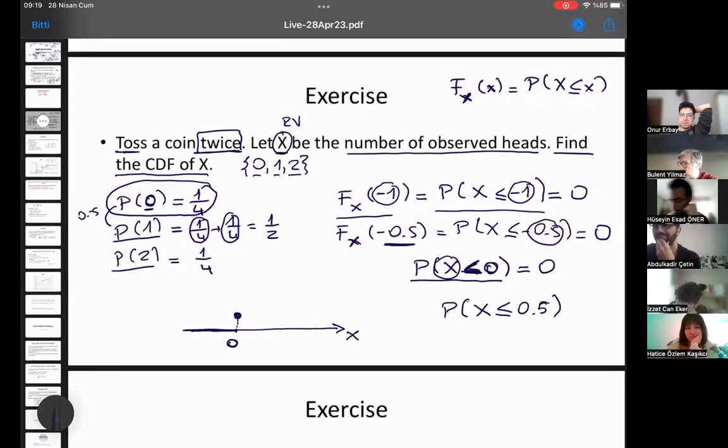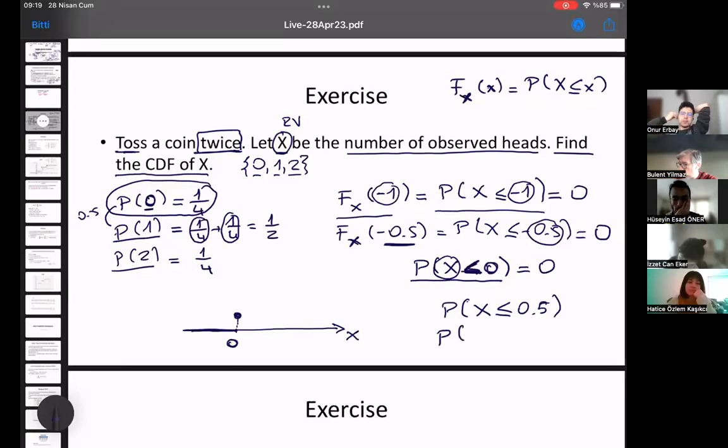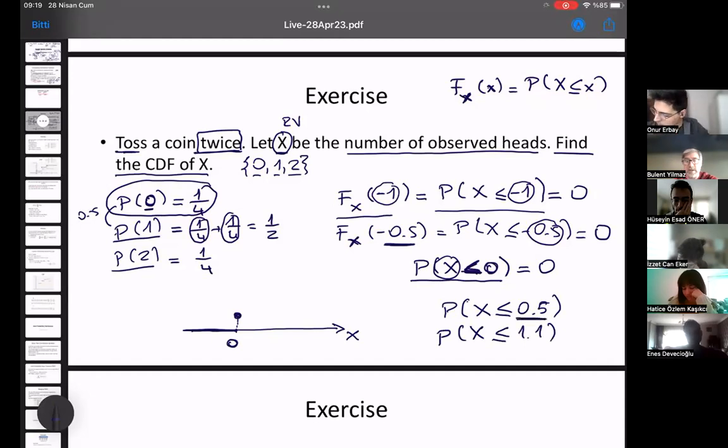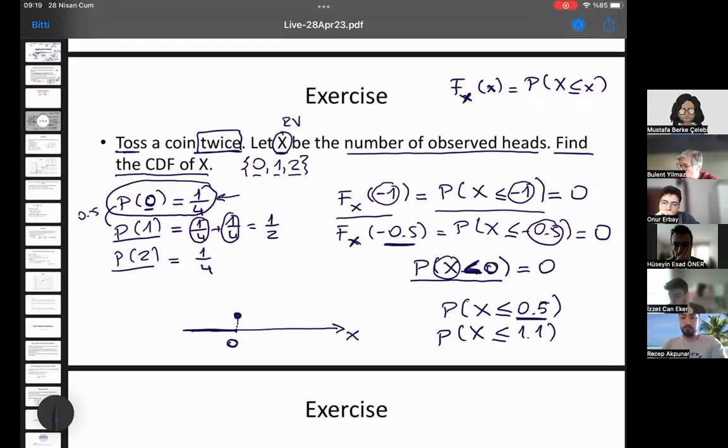Now, what is the probability of obtaining a random variable less than or equal to 1.1, for example, or 0.5? Let's continue with 0.5. What is the probability of obtaining a random variable less than or equal to 0.5? This is the only thing, right? It is 1/4. Same thing with this one. This is 1/4. Until which value is it going to be 1/4?